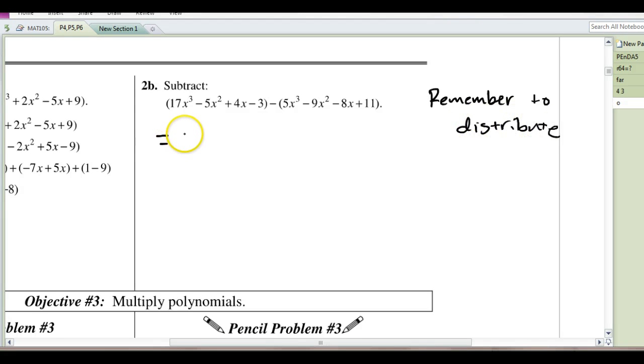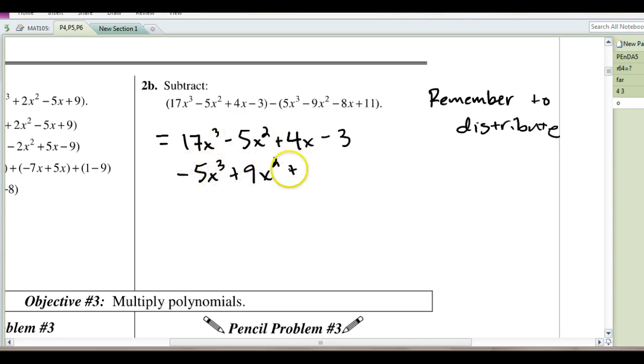Okay, so 17x cubed minus 5x squared plus 4x minus 3. And then what I'm going to do is I'm just going to distribute the negative and write these below so I've got all the correct like terms lined up. So minus 5x cubed plus 9x squared plus 8x minus 11. And then we can just add up vertically. So 17x cubed minus 5x cubed is 12x cubed, plus 4x squared, plus 12x, minus 14.